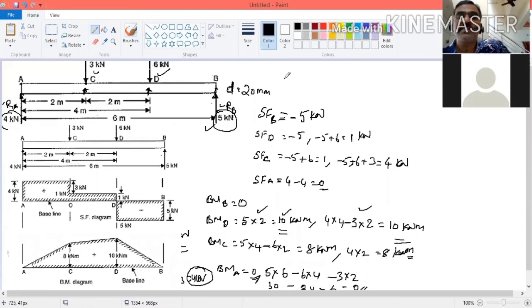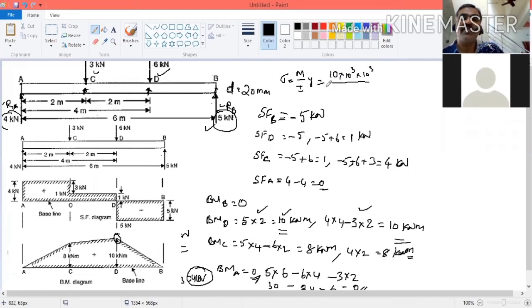We know bending stress sigma is equal to M by I into y. Now, what is M? The maximum bending moment is 10 kilonewton meter. You can convert kilonewton meter into Newton millimeter. To convert kilonewton into Newton, it is 10 power 3. To convert meter into millimeter, again 10 power 3. Right? So now this is in Newton millimeter.